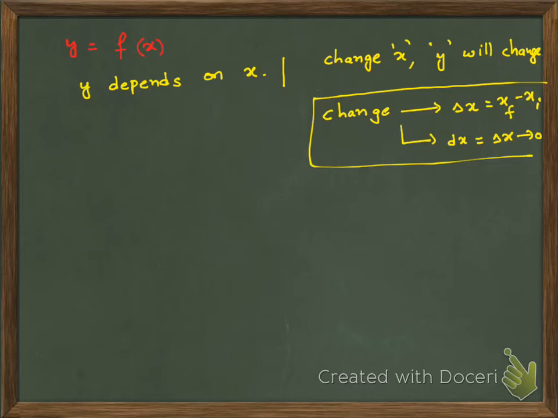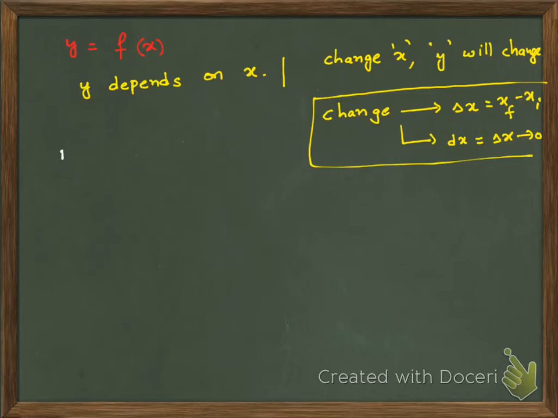Now if you take a function y equal to f of x like this, and try to do some mathematical operation on it, then we will get new functions. Now what the types of functions are I will tell you, and then I will discuss in detail.